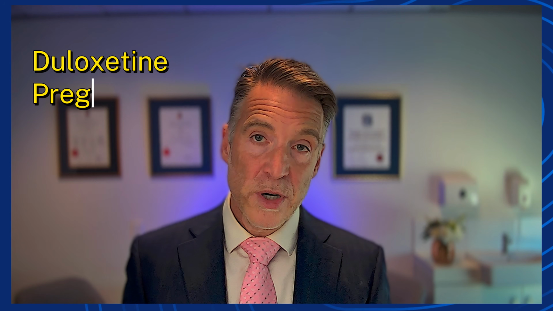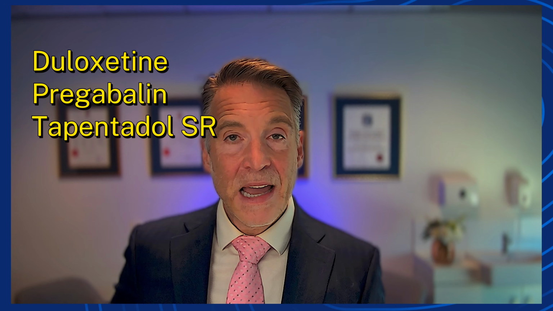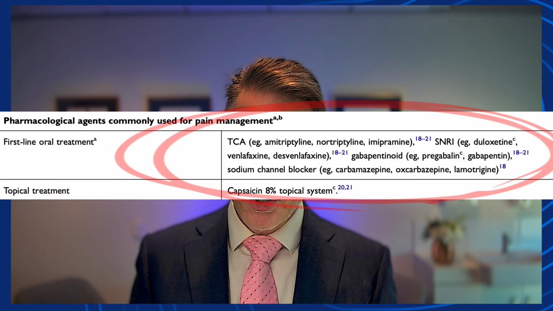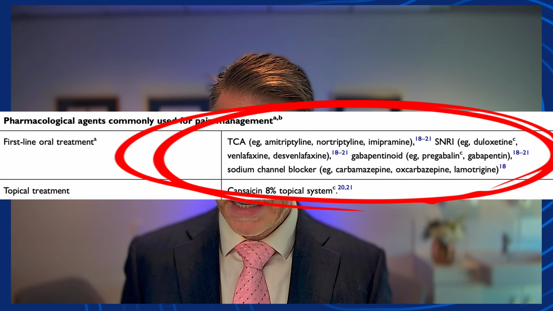What are the treatments for painful diabetic peripheral neuropathy? The three main medications that have been studied and approved by the FDA are duloxetine, pregabalin, and tapentadol extended release. But there are many other medications that can be used, and sometimes in combinations, which are better than a medication used by itself. And these might include amitriptyline, nortriptyline, imipramine, so-called tricyclic antidepressants.